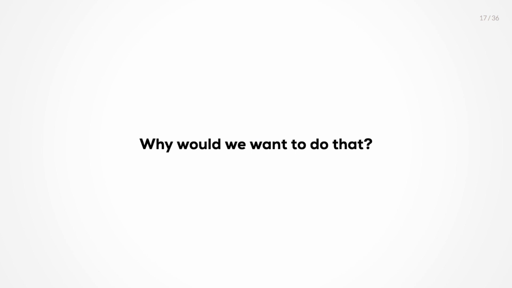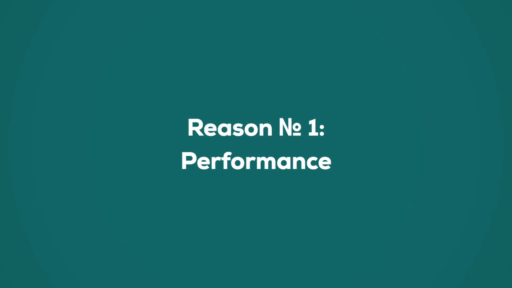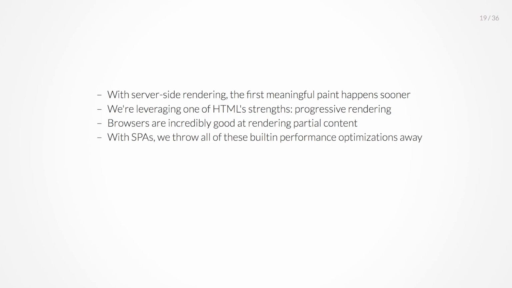So why do we want to do that? Reason number one, I guess, is performance. With server-side rendering, the first meaningful paint happens sooner, and we are leveraging one of HTML's strengths. It's called progressive rendering, because the browser is incredibly good at rendering partial content, and if you're building a single-page app, you basically throw away these built-in performance optimizations.